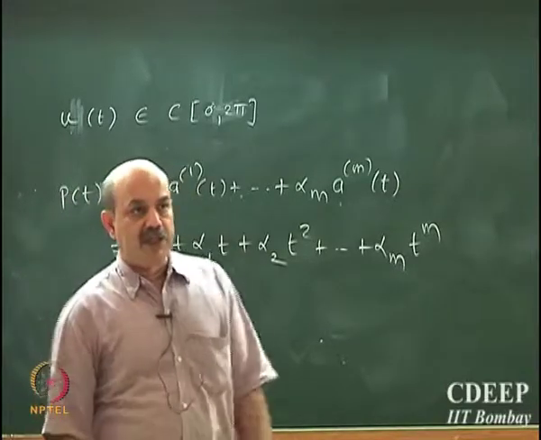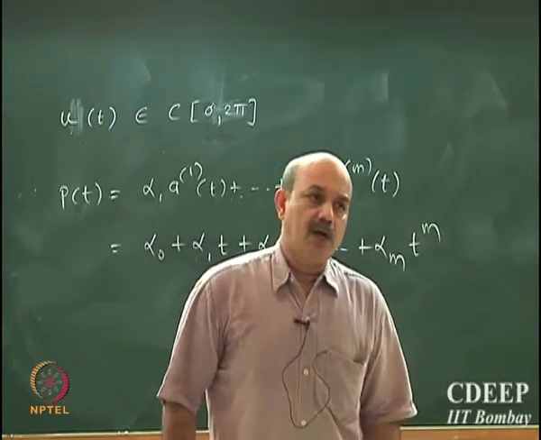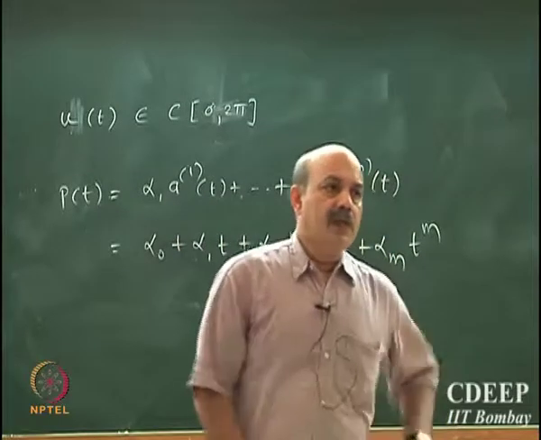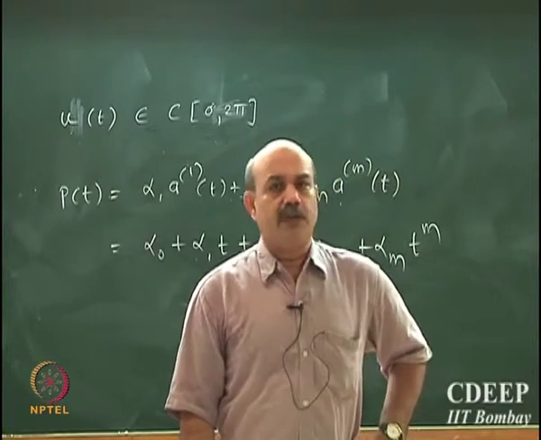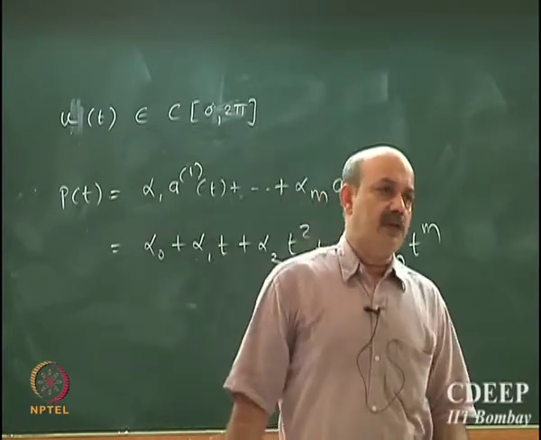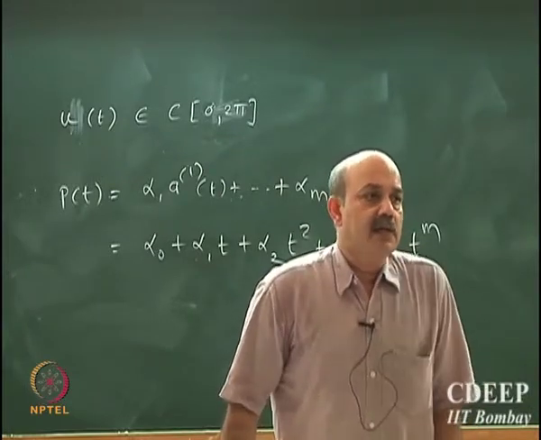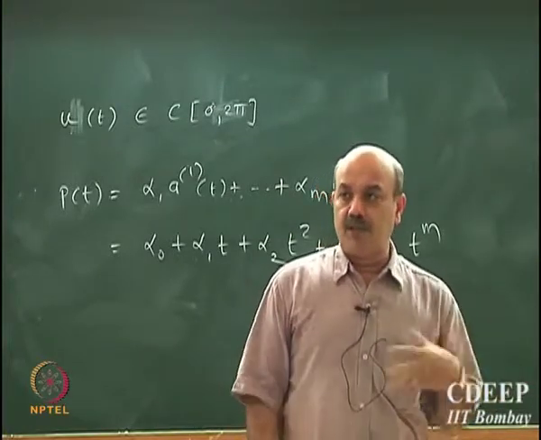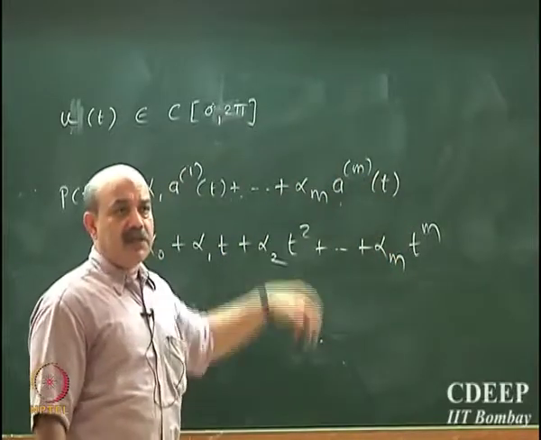Now, ill conditioning of a matrix will be formally defined a little later. Right now all I would tell you is that the eigenvalues of this matrix, or singular values to be very precise, where singular values are eigenvalues of A transpose A, the smallest one and the largest one are far apart, and that causes problems in computations. Now this is when you are trying to approximate the entire function.